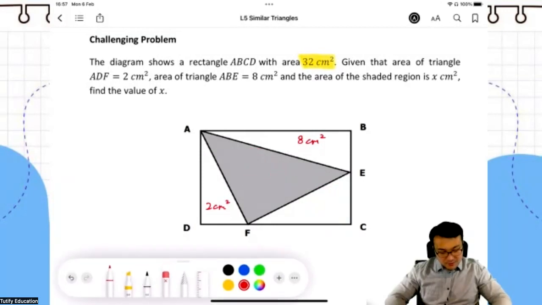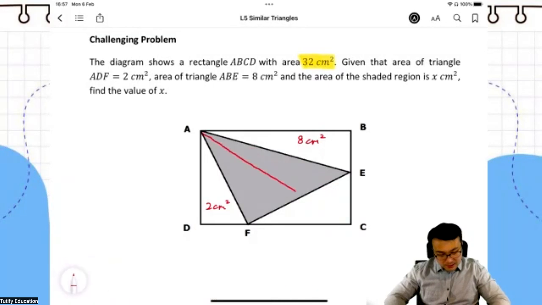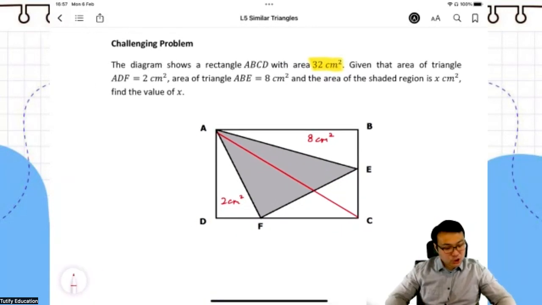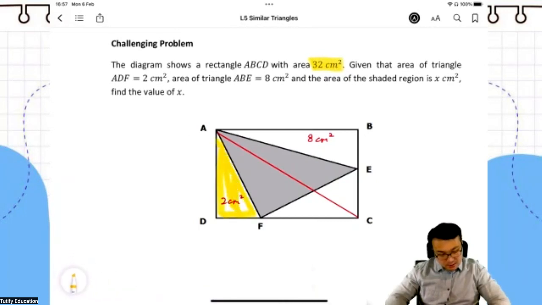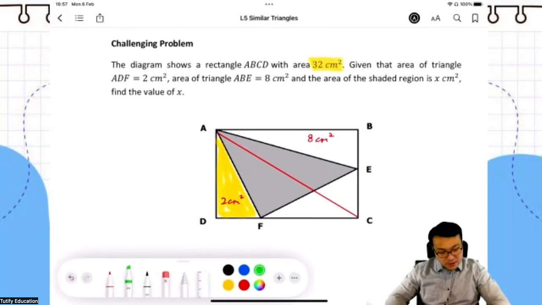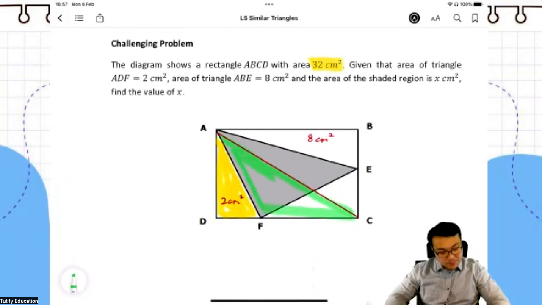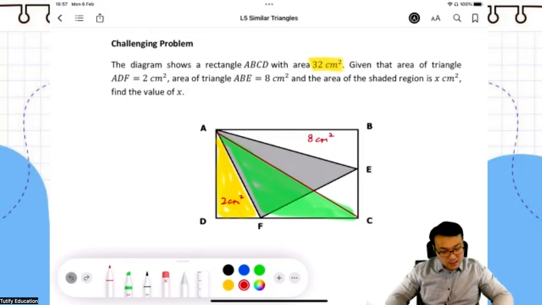Why not we cut the entire thing into two? Why do I want to do this, students? I want to make use of the ratio of the base. Let me explain what I mean. Let's say that this is a yellow triangle, and this is a green triangle. They both have the same height. Correct or not, students? So if I know the ratio of the area, then I can find the ratio of the base.